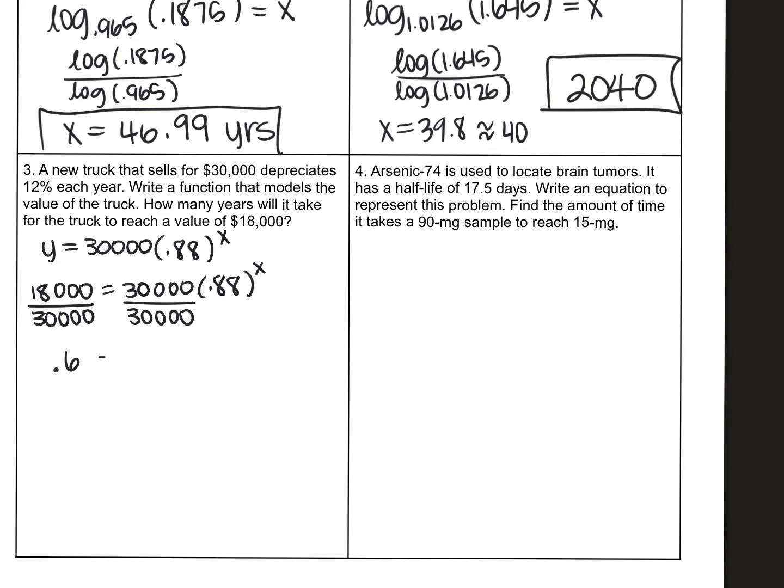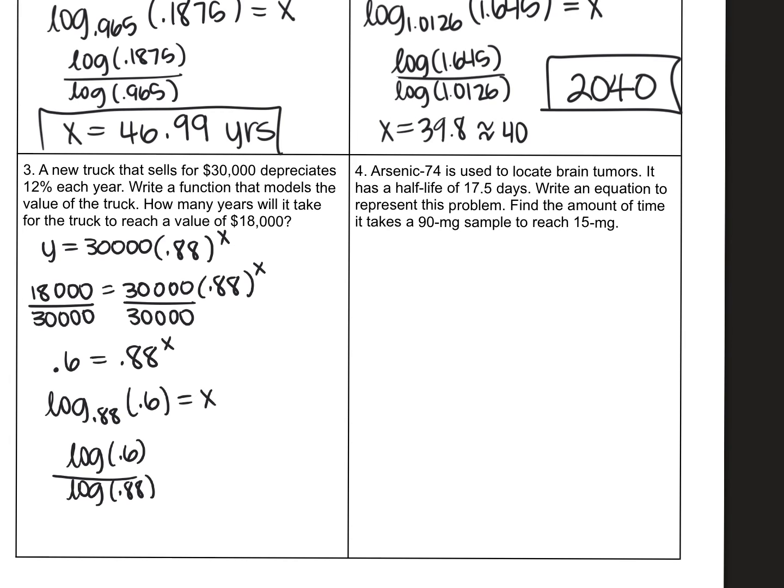We're going to get 0.6 equals 0.88 to the x. Converting to logarithmic form, we'll have log base 0.88 of 0.6 equals x, which then becomes log 0.6 divided by log 0.88. And we'll get that x equals, now in this case we get 3.996, which I can round up to 4 years.